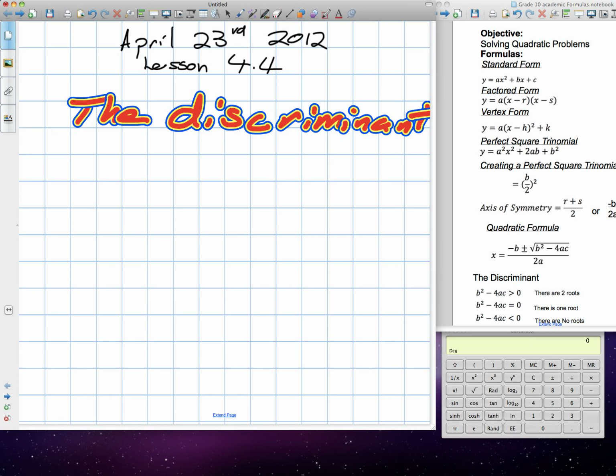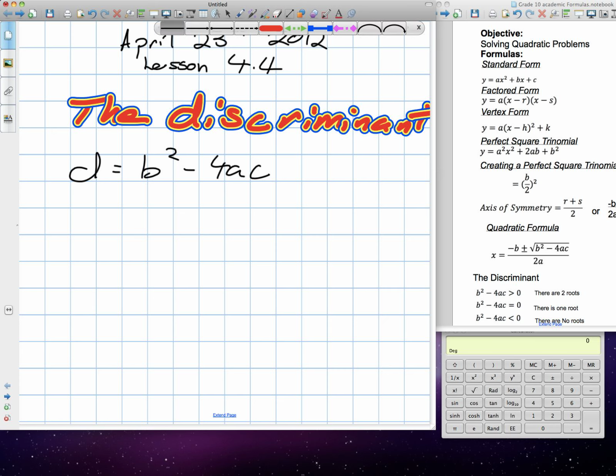All right, the discriminant. So this is a specific formula. The discriminant, and we'll write it like this, D, which will stand for discriminant, is equal to b squared minus 4ac. What this will do, it'll let you know how many roots or how many x-intercepts a parabola has.